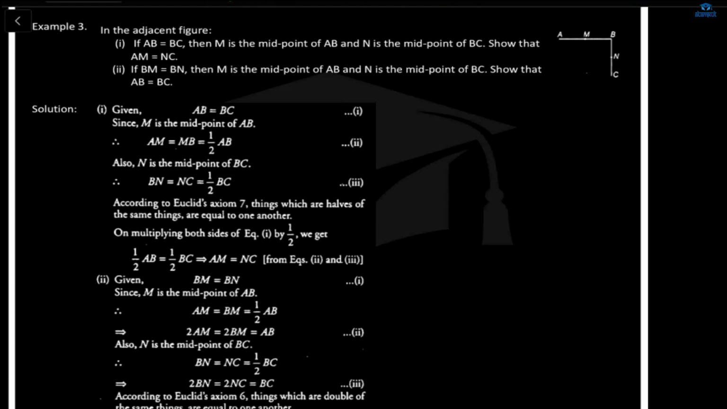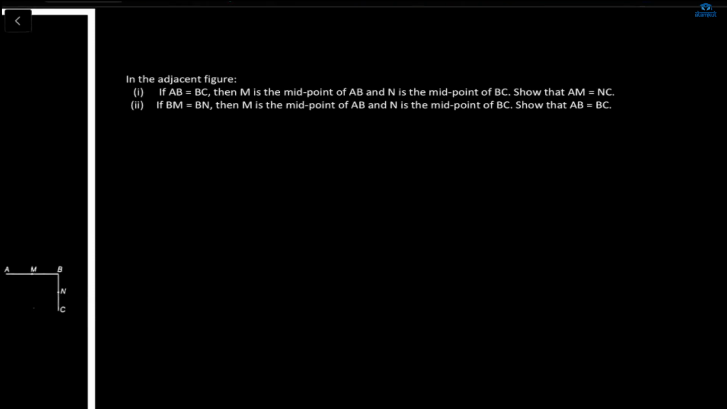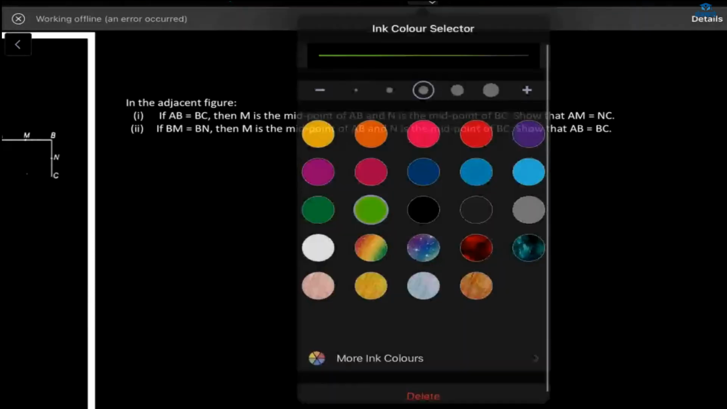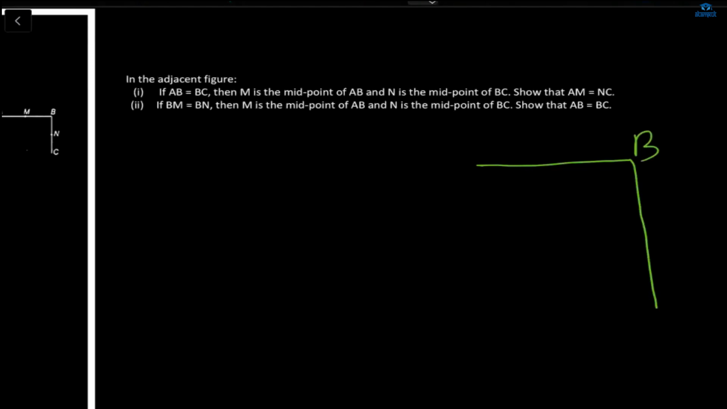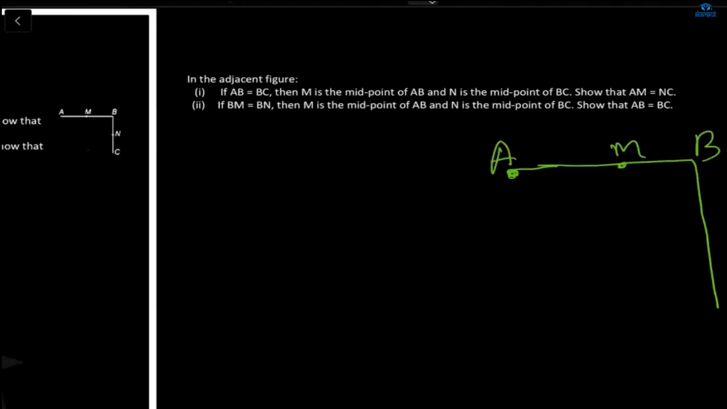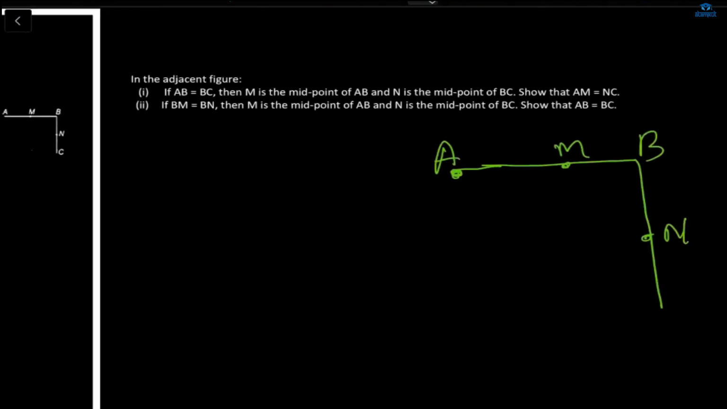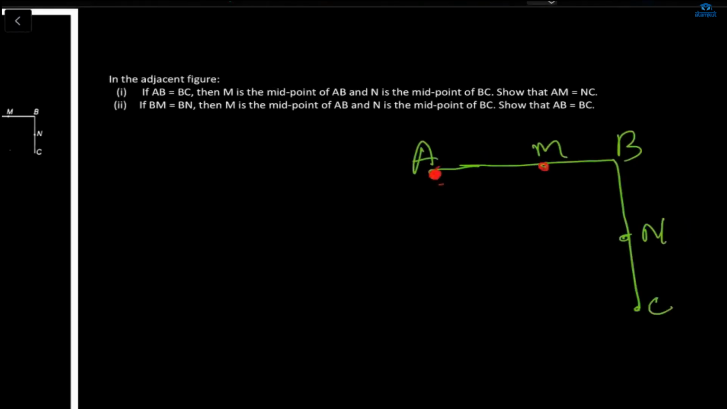Now, if you see the question here, if you draw the diagram for this question. This is your M, and this is A, M, and C. A, M, B, N, C. Now, what is written here in the adjacent figure? It is given that AB is equal to BC.